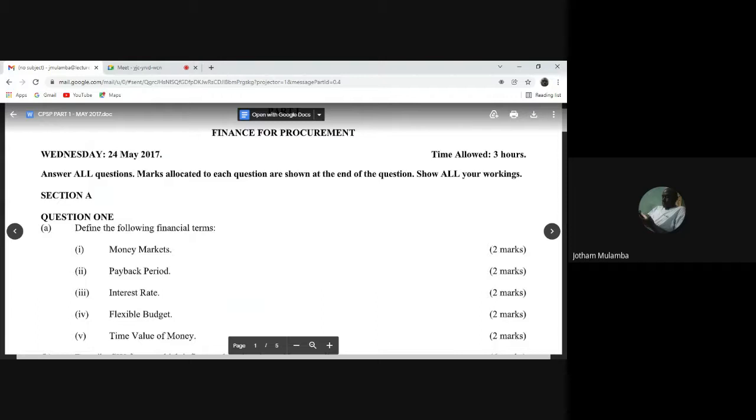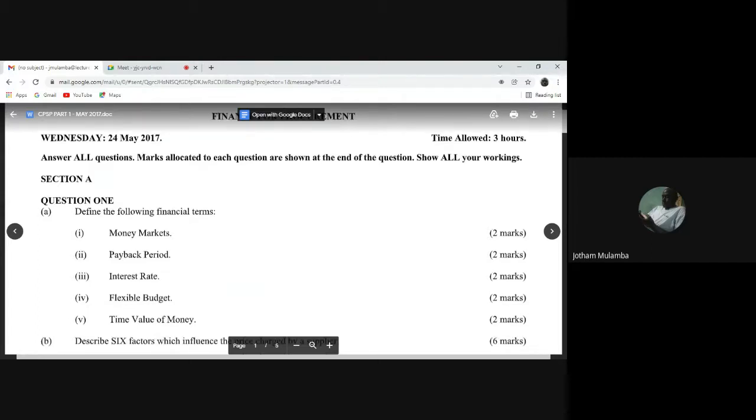Flexible budget. You can try define flexible budget. This is the budget that is not fixed, so it can allow an adjustment. Yeah, it's a budget that accommodates adjustments either upwards or downwards. So whatever you have made, the provision you've made allows some room for adjustments. Time value for money.